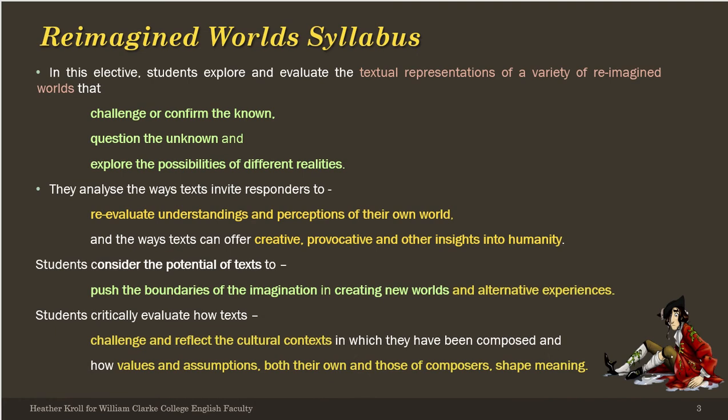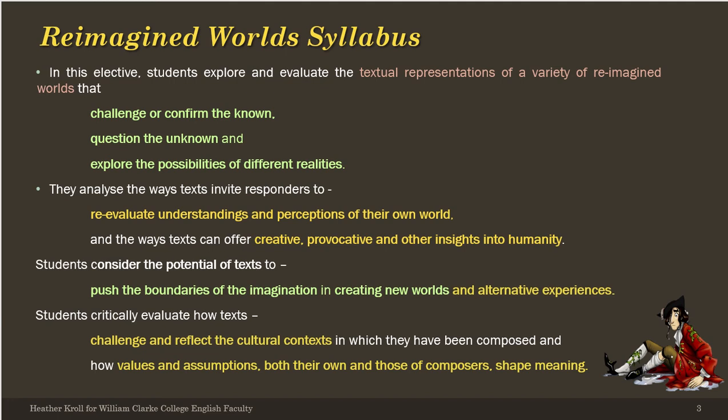In this elective, students explore and evaluate the textual representations of a variety of reimagined worlds that challenge or confirm the known, question the unknown, and explore the possibilities of different realities. So you can look in that first section, we move from the known worlds to the unknown worlds and the possibilities of different realities. That movement from the known to the unknown, we know as the theory of defamiliarization, which is a Russian formalist idea advocated by Shklovsky.